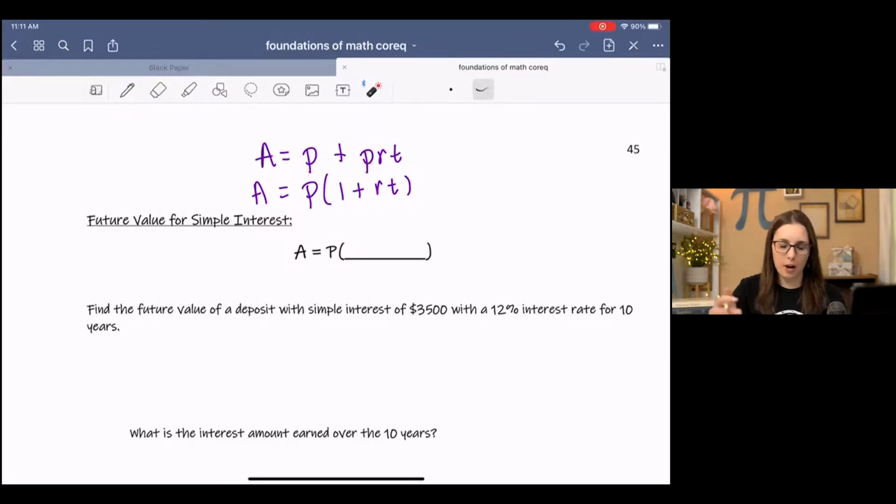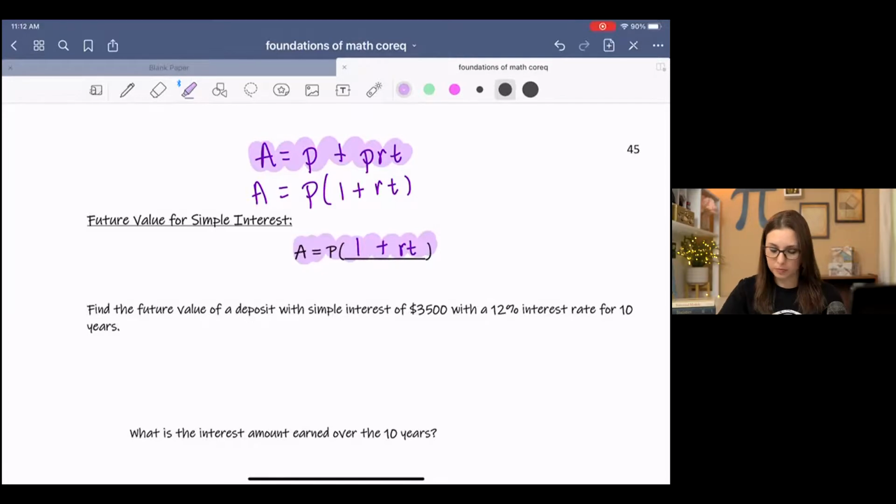You don't have to know how to factor. Either one of these formulas is the exact same. You'll get the exact same value, so you can use either one. I'm happy with both. I really do not have a preference. So either this one or this one will give you future value on simple interest.